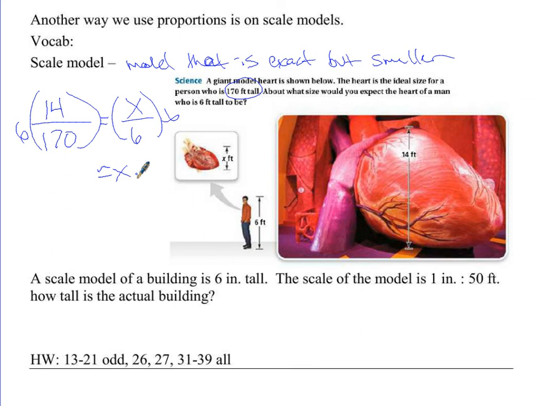So decimal that? 0.49 feet. So like half a foot, about 6 inches, okay? So that's the average size of a heart for a 6-foot tall person.